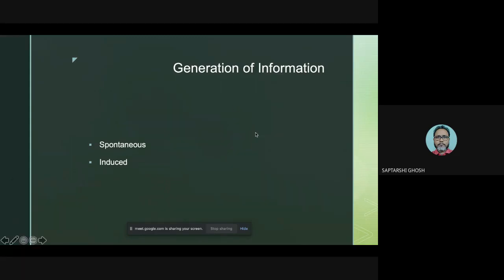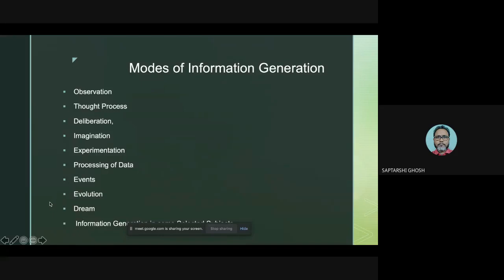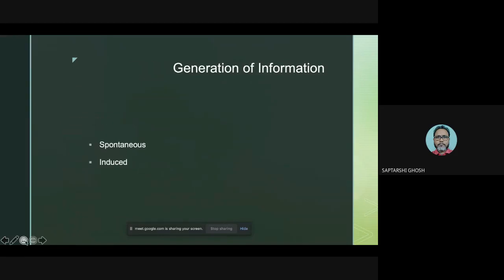The path is not circular. It's not like that. So whenever we are talking about induced, it's not a circular path. Why is it not a circular path?